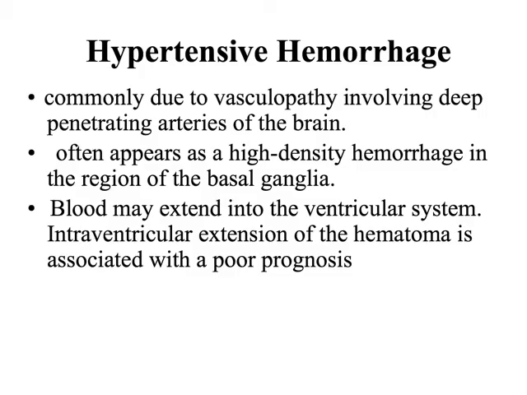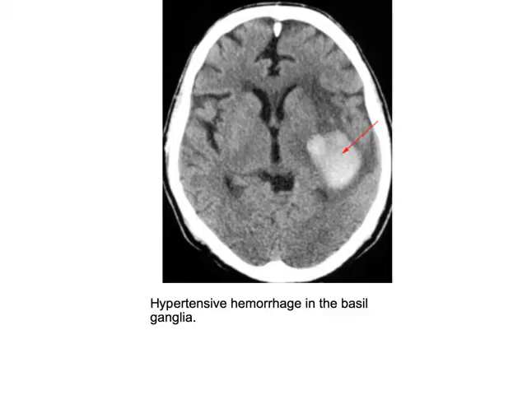Hypertensive hemorrhage is commonly due to vasculopathy involving deep penetrating arteries of the brain. What we're going to be looking for is high density hemorrhage in the region of the basal ganglia, and then the blood may extend into the ventricular system. These people are not happy campers. So hypertensive: the patient's blood pressure shot up too much, and we burst an artery, and now it's bleeding out within the cerebrum.